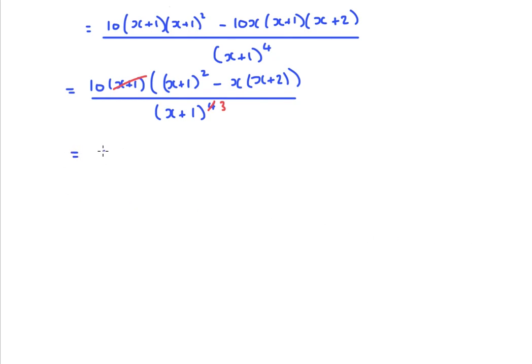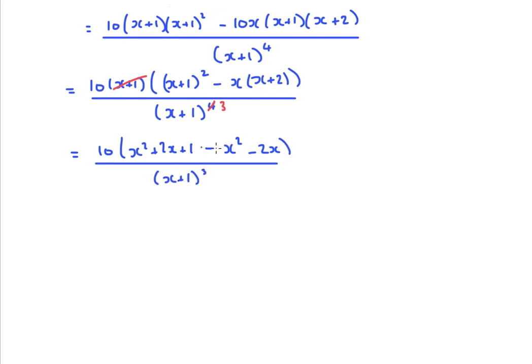Then we've got the 10, and now I am going to have to expand this. So then we've got the 10, and then x squared plus 2x plus 1, minus x squared, and minus, again negative, 2x, over x plus 1 to the power of 3 now. And if you look at the bracket up here now, we've got a few more cancellations. The x squareds are going to cancel and the 2x's are going to cancel. So actually we've just got 10 times 1 on the top. So that's 10 over x plus 1 cubed.